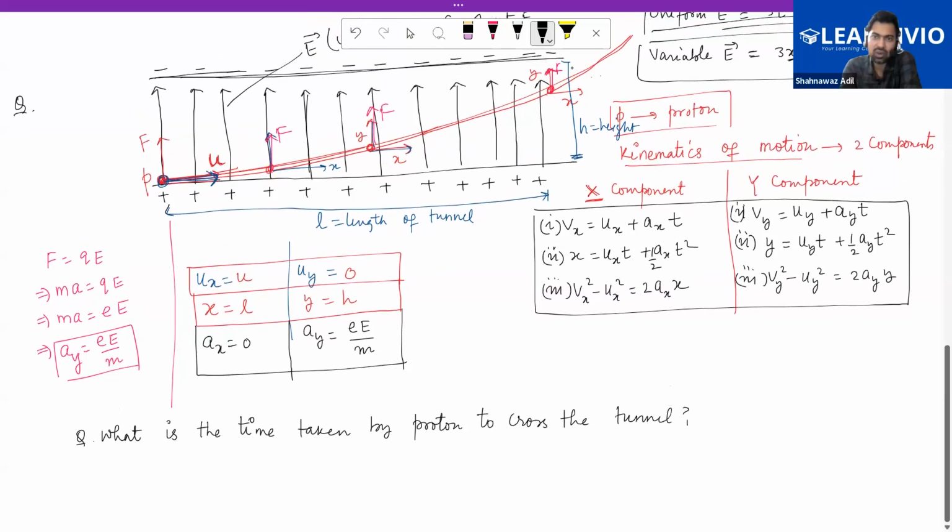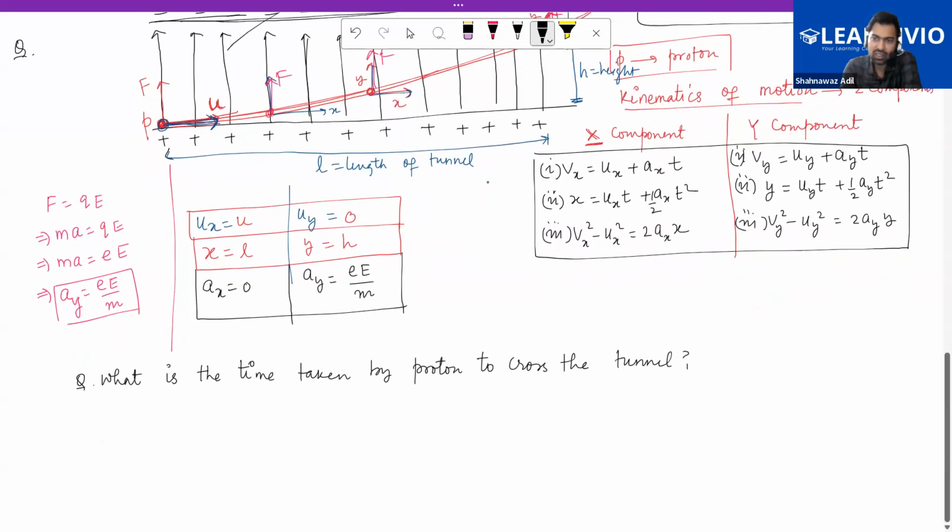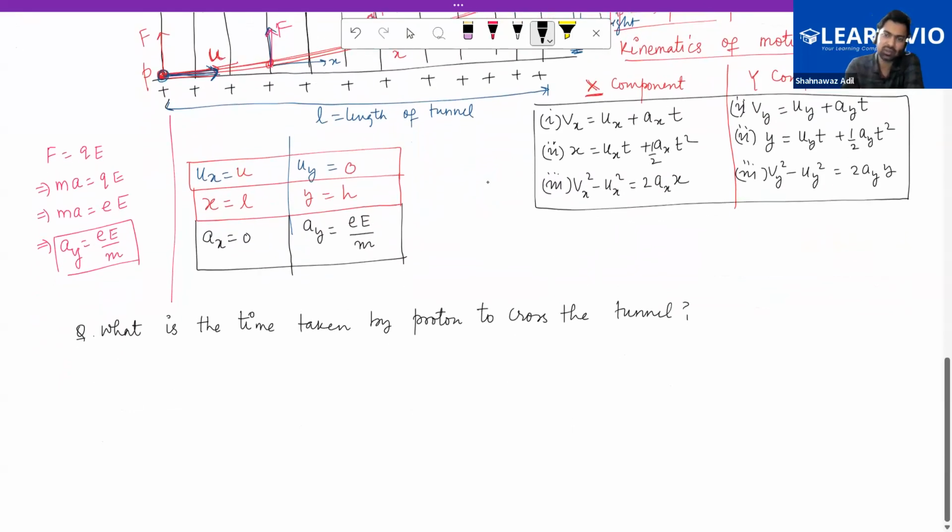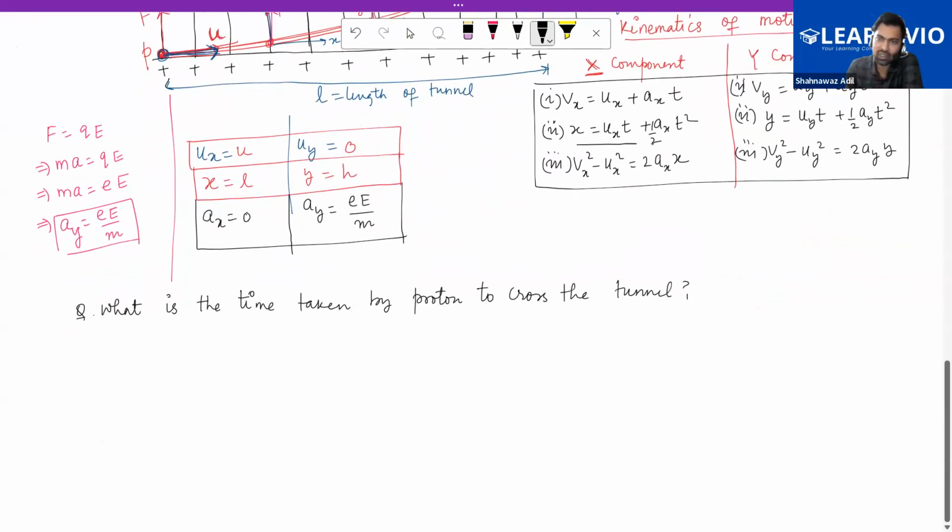So it has to cover either the h distance or the L distance, right? We can apply both the conditions. So either we can write this thing or we can write this thing. Let's apply the second case, from the second equation of the y component.